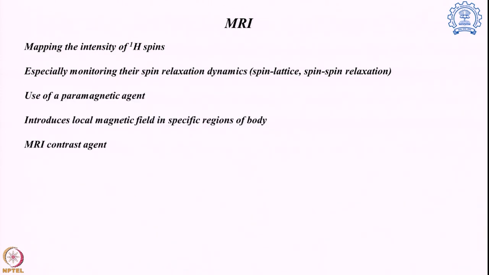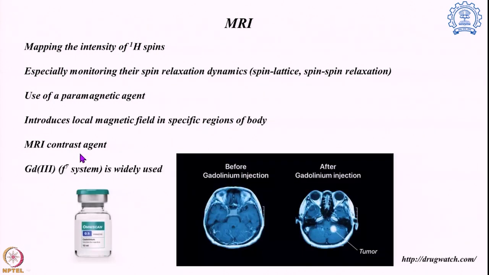However, we generally use a paramagnetic agent which creates a huge amount of local magnetic field, and that helps us to understand what is actually happening when this paramagnetic sample is present near the system we are diagnosing. And these are known as MRI contrast agents because they actually create a very good contrast when they are present. For example, one of the systems we use very regularly is the gadolinium plus 3 system. Gadolinium is an f block element which has 7 unpaired electrons in its plus 3 oxidation state, which has a huge local magnetic field.